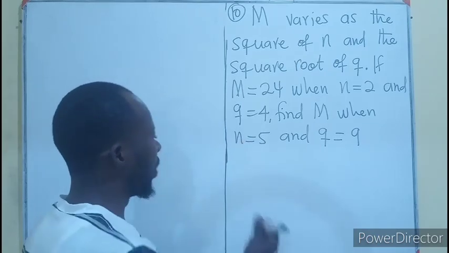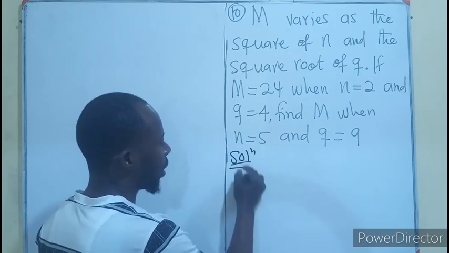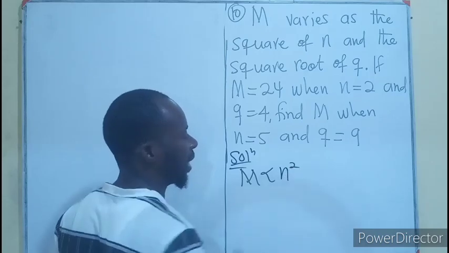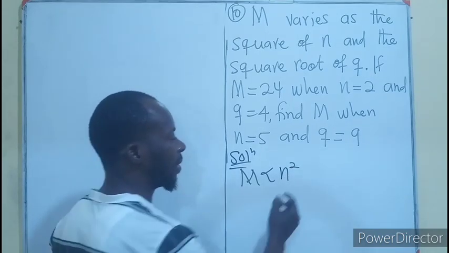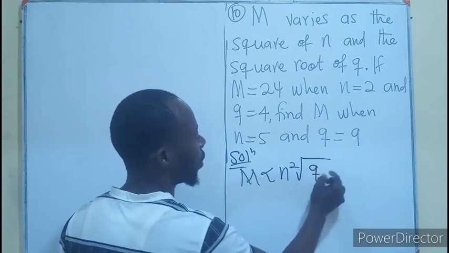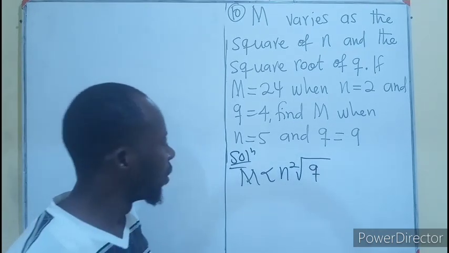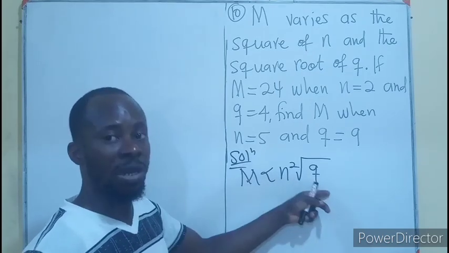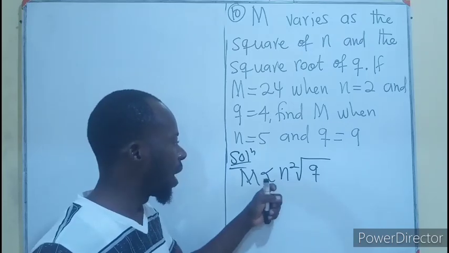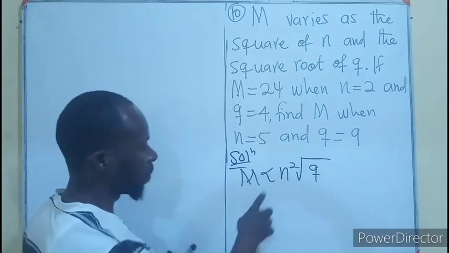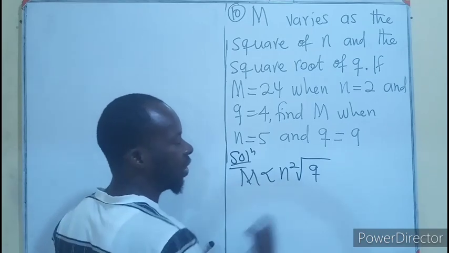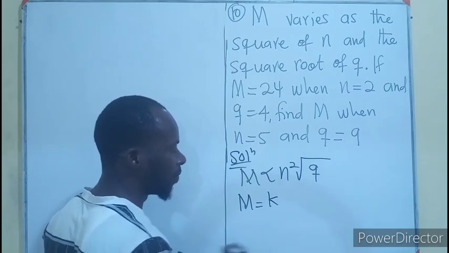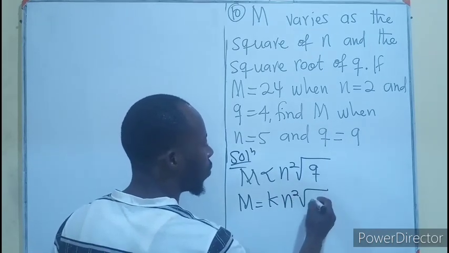So first of all, we can have m varying as the square of n, and at the same time as the square root of q. This is the variation we are talking about. So m is varying as the square of n, or as the product of the square of n and the square root of q. So where the constant of our variation will be taken here in order to have this as an equation. So m will now be equal to k, as our constant of variation, n squared, the root of q.